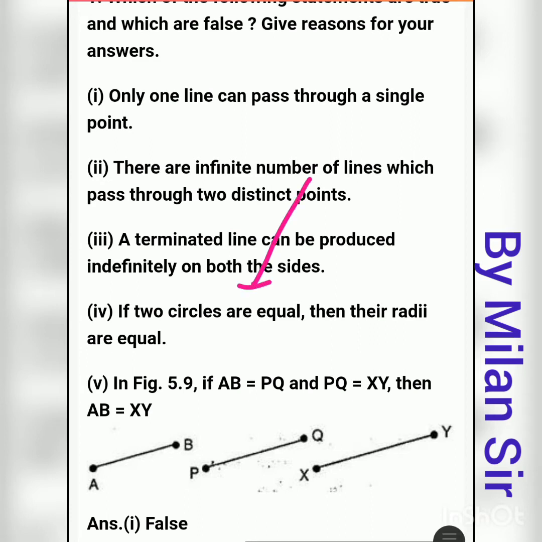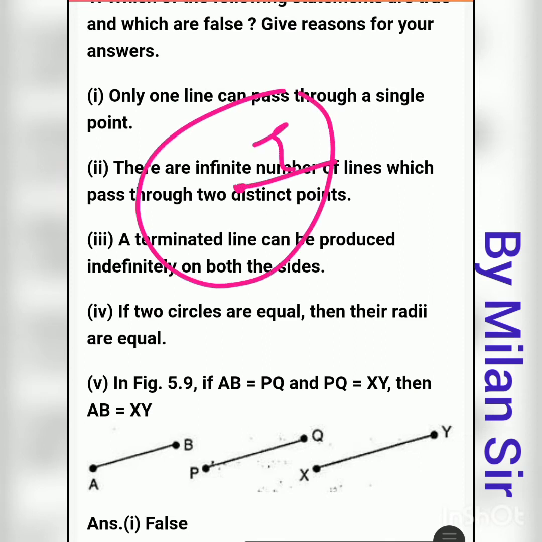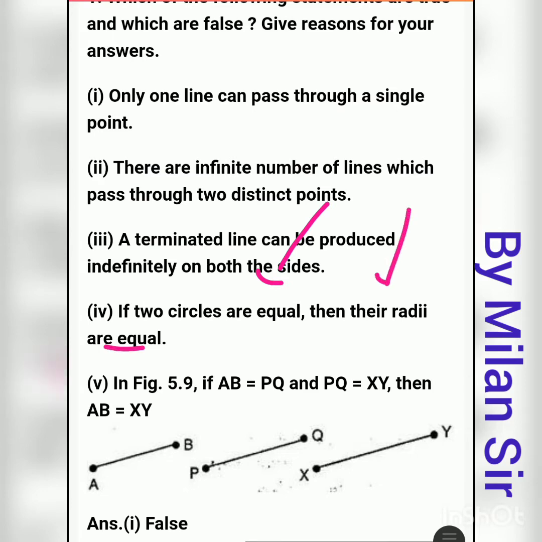Number 4. If two circles are equal, then their radii are equal. It is also a true statement, right? A circle has only one dimension, its radius, right? So if circles are the same, then definitely their dimensions are the same. That means the radii are the same. So if two circles are equal, then the radii are equal. True.